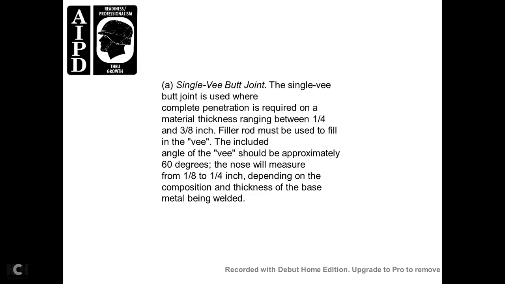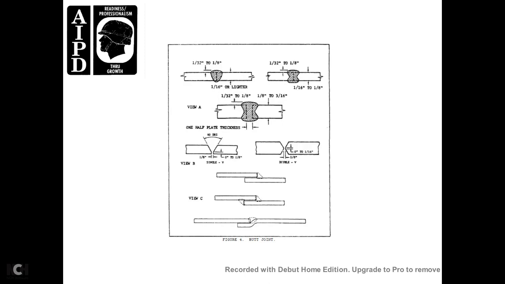Single V butt joint. The single V butt joint is used for complete penetration with material thickness ranging from a quarter to 3/8 inch. Filler rod must be used, and the included angle of the V should be approximately 60 degrees. The nose of the joint is 1/8 to 1/4 inch, depending on the composition and thickness of the base metal being welded. Figure 4 shows the butt joints.